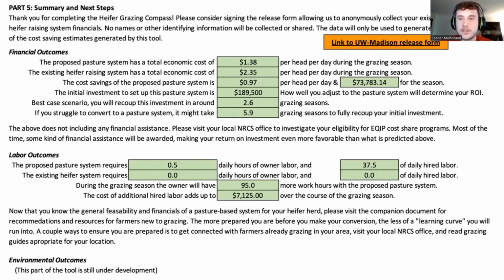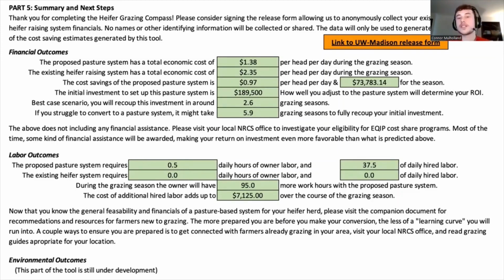This prints off easy into a nice page, and we look at economic costs per head per day, and then your cost savings, which is about $1 per head per day. In this case, since it's such a large farm, that turns into $74,000 per season. So that initial investment of about $190,000, if you are good at converting to a pasture system, should take you less than 3 grazing seasons just by cost savings to recoup.